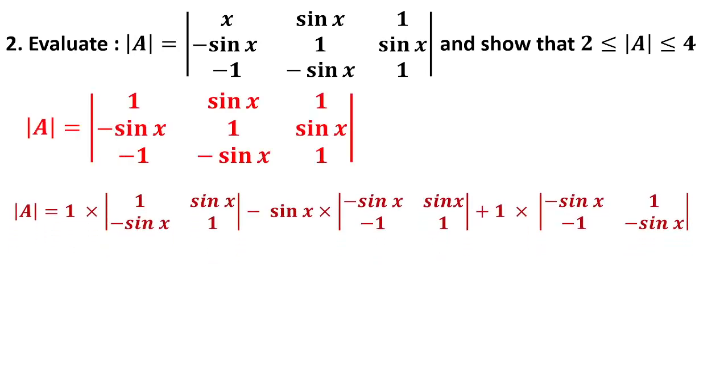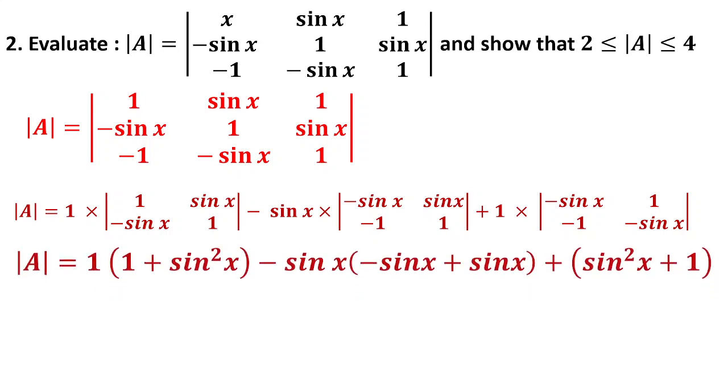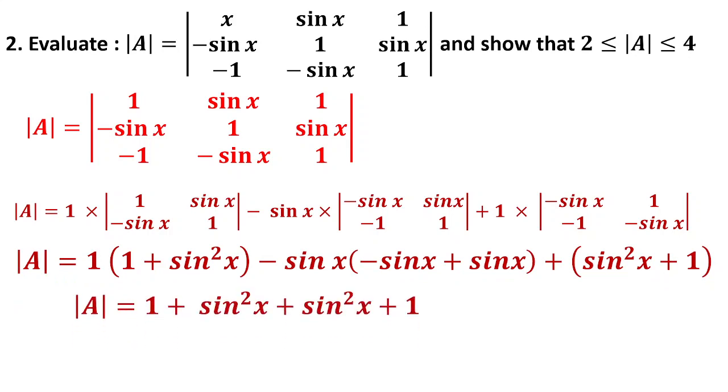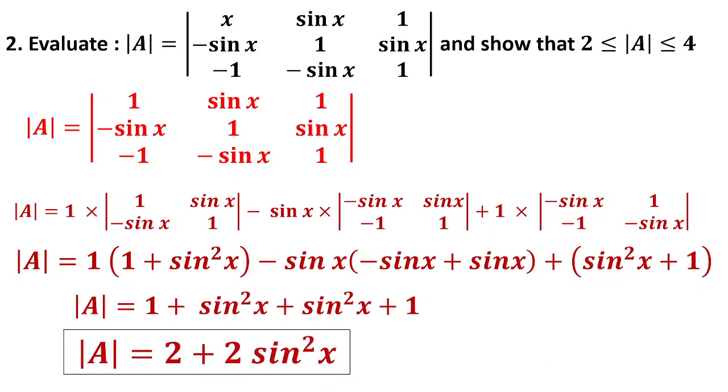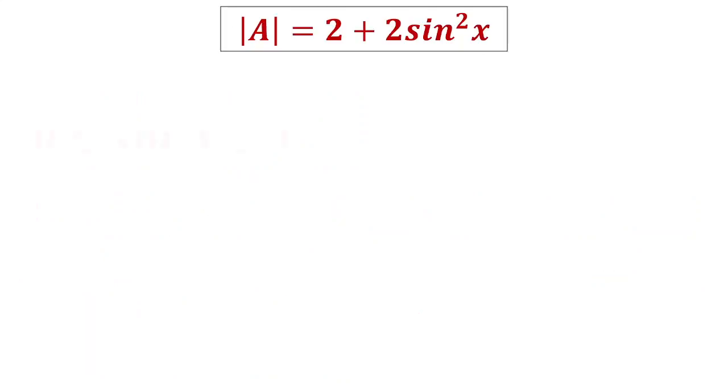I am expanding it with respect to the first row, 1 multiplied by a 2 cross 2 minus sin x multiplied by a 2 cross 2 plus 1 into a 2 cross 2 determinant, obtained by removing the first row and the third column. I am expanding it, normal expansion. I am getting it as 1 plus sin square x plus sin square x plus 1. Let us continue. It will come out as 2 plus 2 sin square x. The final answer is 2 plus 2 sin square x.